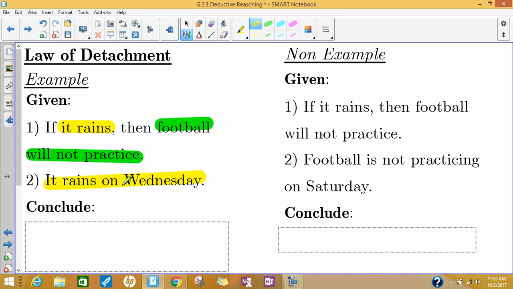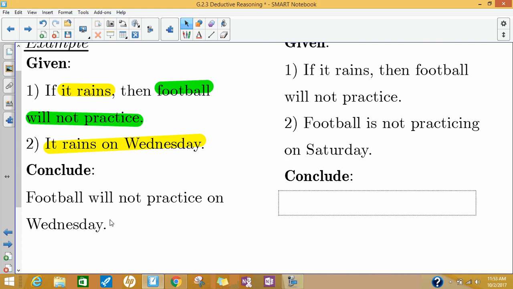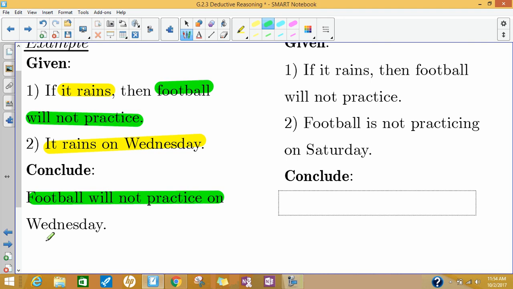So since this statement, it rains on Wednesday, matches the hypothesis of our conditional statement, then we can make a conclusion that football will not practice on Wednesday. And you can see that that conclusion is about the conclusion of the original conditional statement, football not practicing. And we added the context that came from statement number 2 that we're talking about Wednesday, so we'll say that football will not practice on Wednesday.